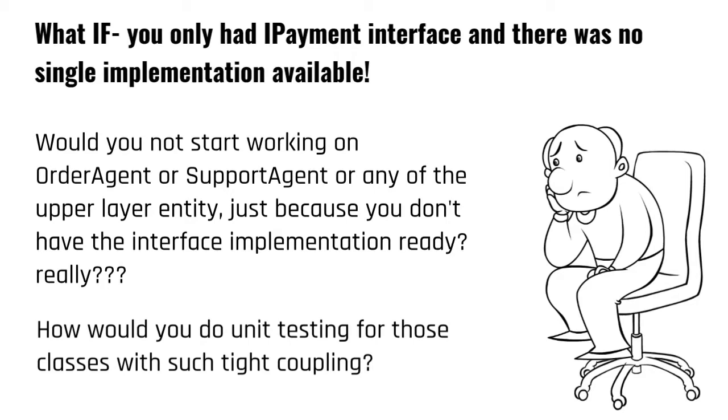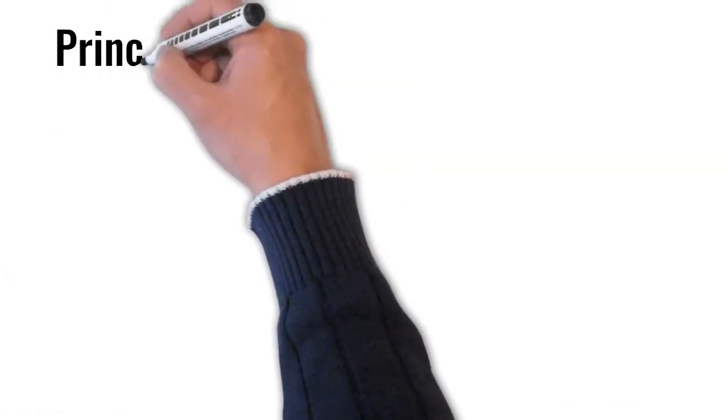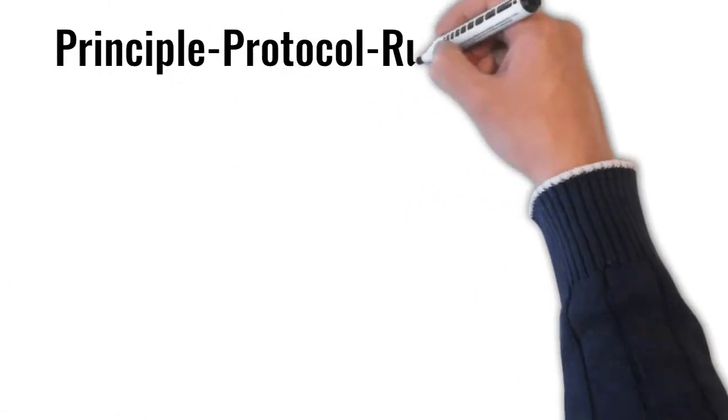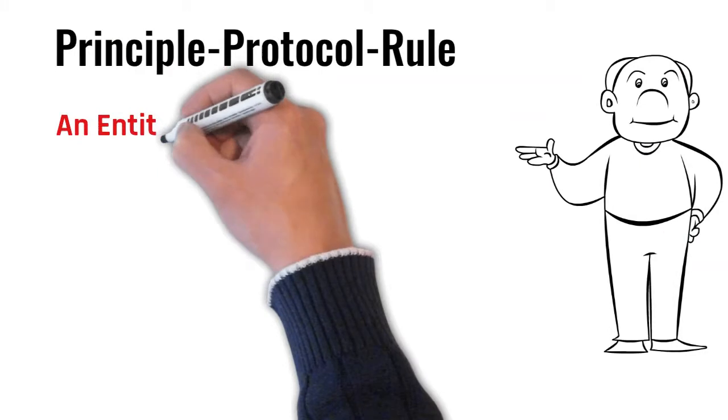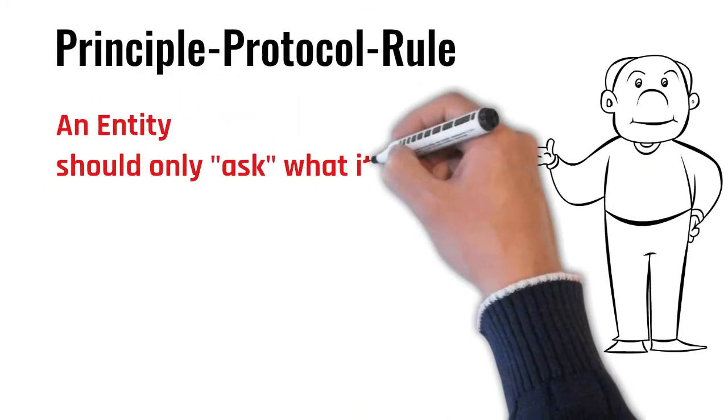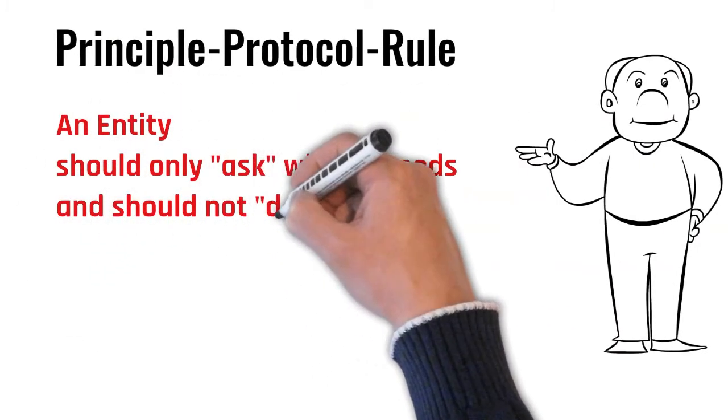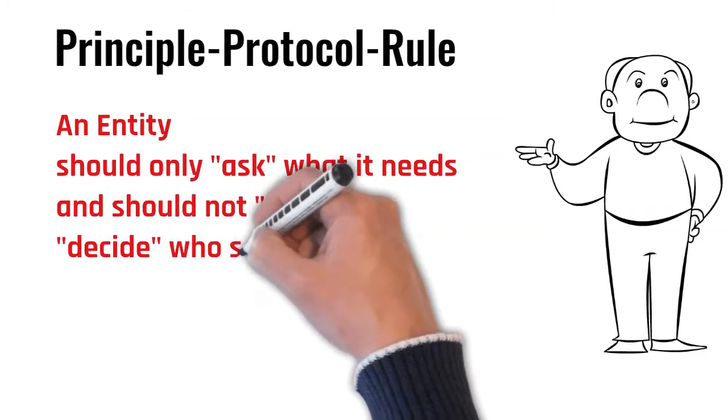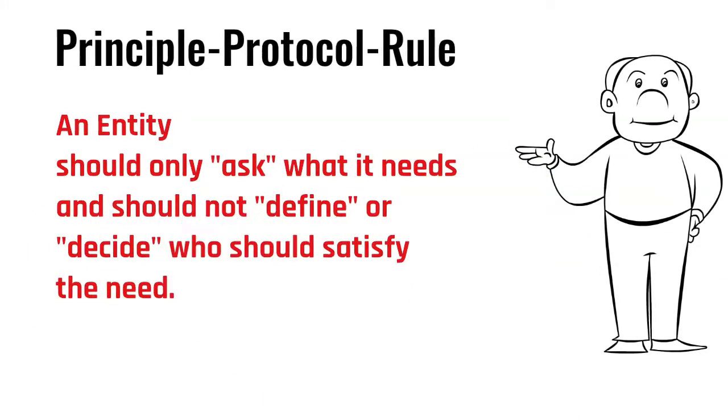See, the root cause of having all such frustrations is that you hard-coded or you tightly coupled the exact implementation within the entity. And this is what basically dependency inversion principle tries to attain. It clearly indicates that an entity should only ask what it needs and it should not decide who should satisfy that need.